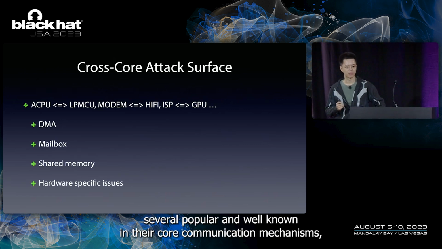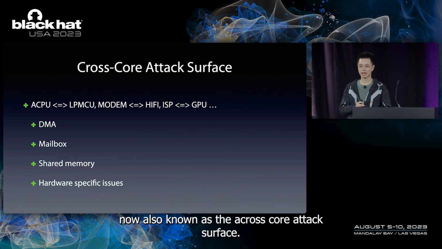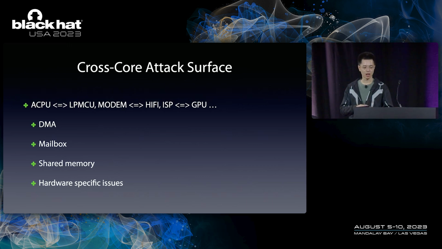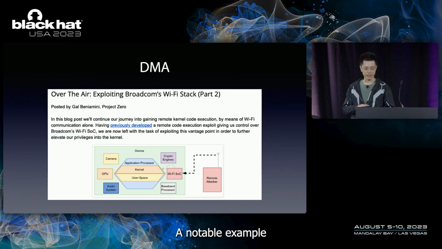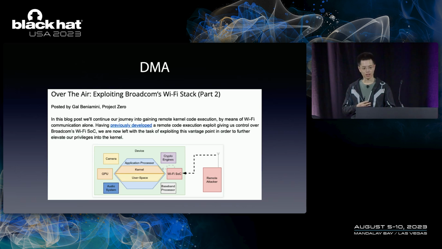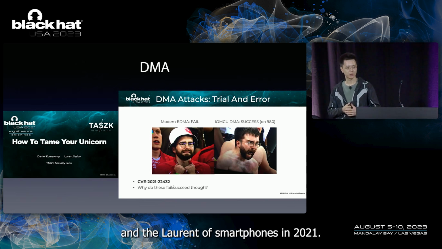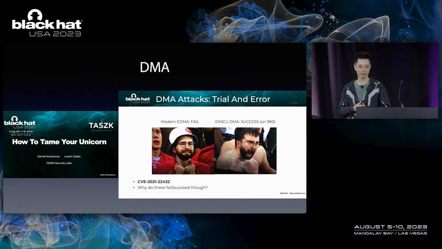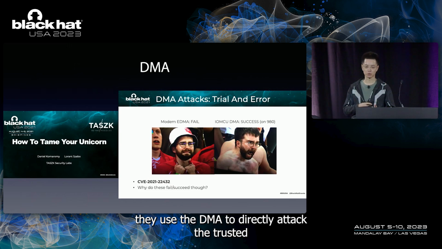Let's then explore several popular and well-known intercore communication mechanisms, also known as the cross-core attack surface. One of the most recognized interfaces is DMA. A notable example would be Gal's research on Wi-Fi chipsets, where after remotely gaining code execution on the Wi-Fi core, an attack on the kernel was initiated using the DMA engine. Another remarkable work was carried out by Daniel and Laurent on Huawei smartphones in 2021. After remotely acquiring control of the modem, they used DMA to directly attack TrustZone.